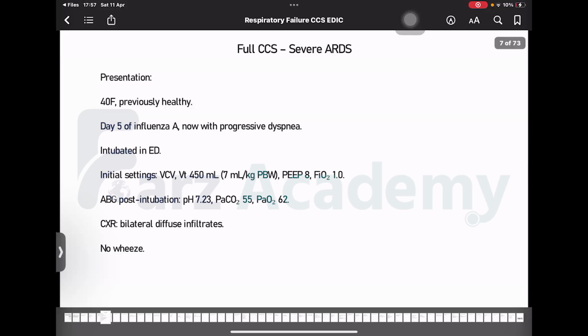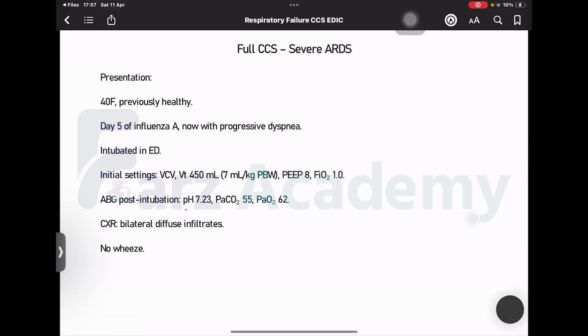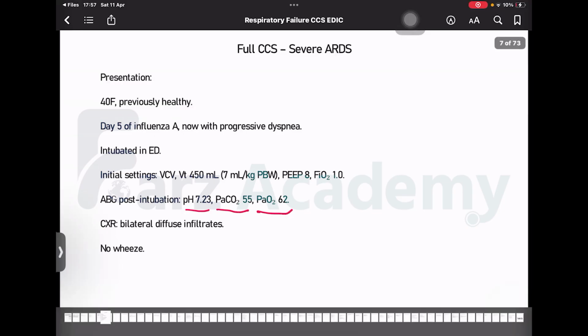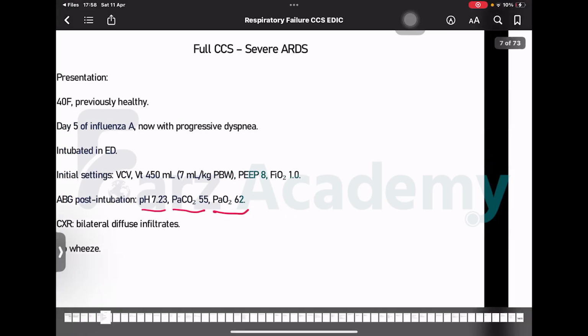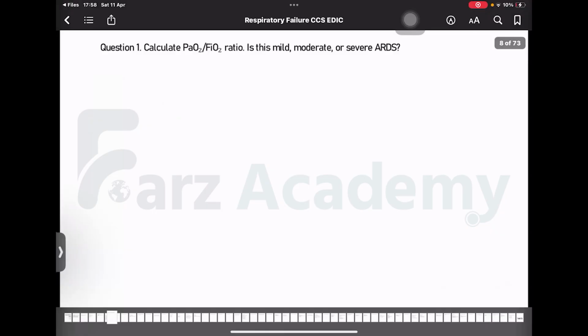ABG after intubation is acidotic, 7.23, with PaCO2 of 55 and hypoxic at a PaO2 of 62. Chest X-ray has bilateral diffuse infiltrates. There are no wheezes present. So this is the picture that we have been given. Now question number 1: calculate the PF ratio, and say if it is mild, moderate, or severe ARDS, and label it as the category of ARDS.